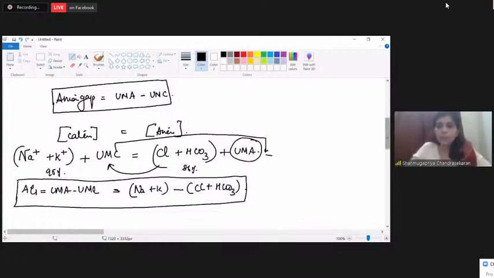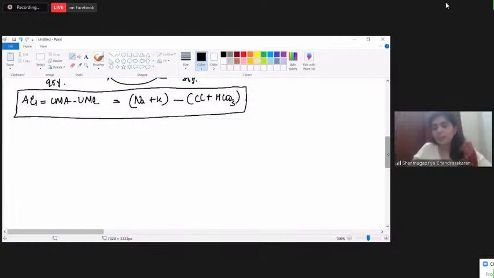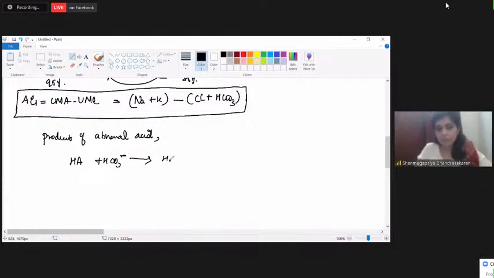So what are we going to use this anion gap for? To find out the cause of metabolic acidosis. Suppose the metabolic acidosis is because of production of an abnormal acid. I said the abnormal acid can be named as HA, that reacts with the bicarbonate buffer system to form H2CO3 and A minus. And this A minus is an unmeasured anion that's getting generated in your circulation.